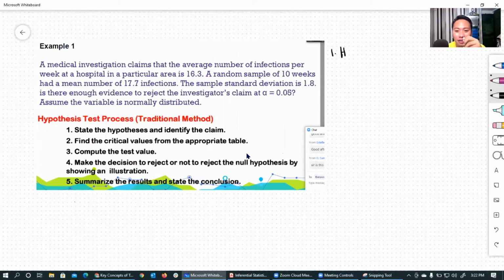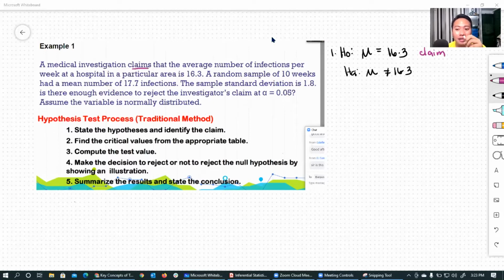So the null hypothesis that we have for this problem, guys, is mean equals 16.3, right? And the alternative hypothesis is going to be mean not equal to 16.3, because it didn't actually tell here if it's less than or greater than. So if it's not telling us specifically, we're going to be using the not equal to. And then the claim here is the null hypothesis.